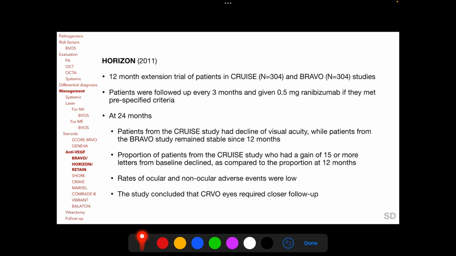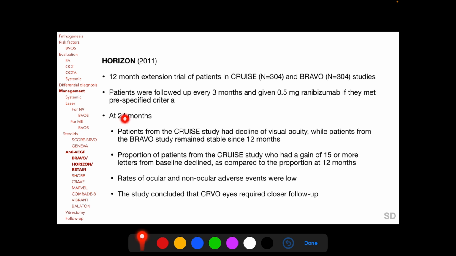The HORIZON was a 12-month extension trial of patients in the CRUISE study for CRVO-induced macular edema and the BRAVO study for BRVO-induced macular edema. In this study, patients were followed up every 3 months and given 0.5 mg ranibizumab if they met pre-specified criteria.